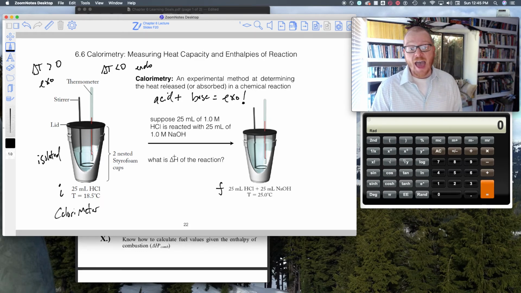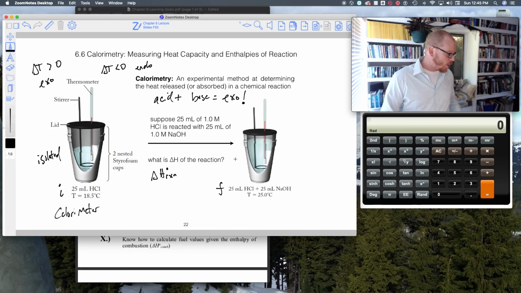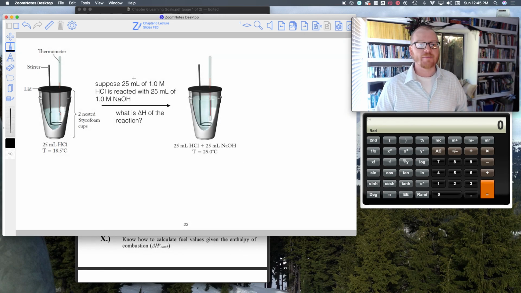But not only that, we can calculate the delta H of the reaction as well from this information. Okay, so how do we do that? So let's go for it. Okay, so here I've got more space.